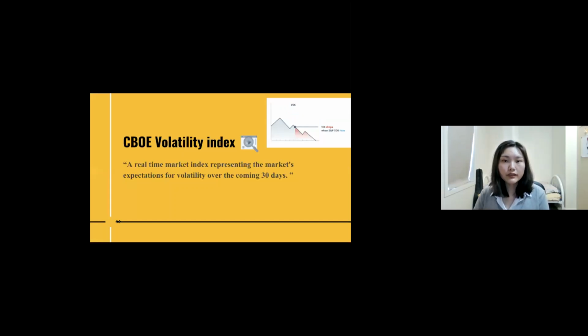The CBOE Volatility Index, or VIX, is a real-time market index representing the market's expectation for volatility over the coming 30 days. Our group is specifically interested in the effect of VIX on cryptocurrency price predictions.